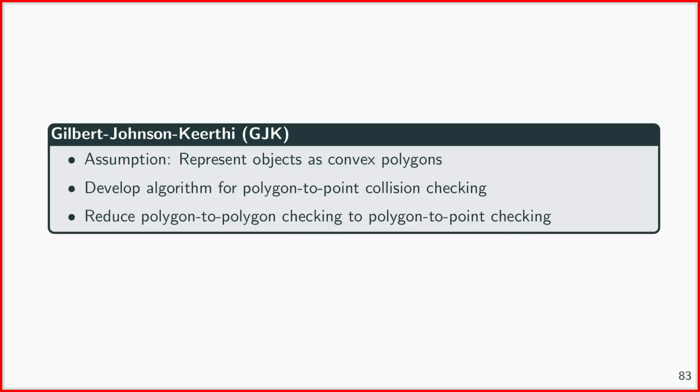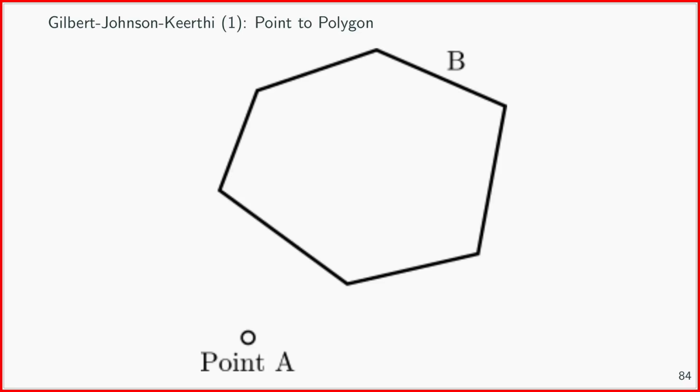And the assumption here, as I already told you, is that objects are represented as convex polygons, and we only need an algorithm for computing if two convex polygons are in collision. The GJK algorithm originally only checks for polygon-to-point collision checking. However, as we will see shortly, we can reduce polygon-to-polygon checking to polygon-to-point checking. And I will show you how this actually works.